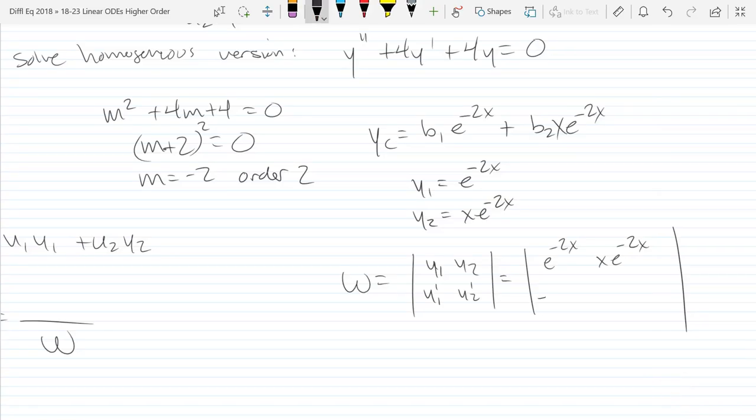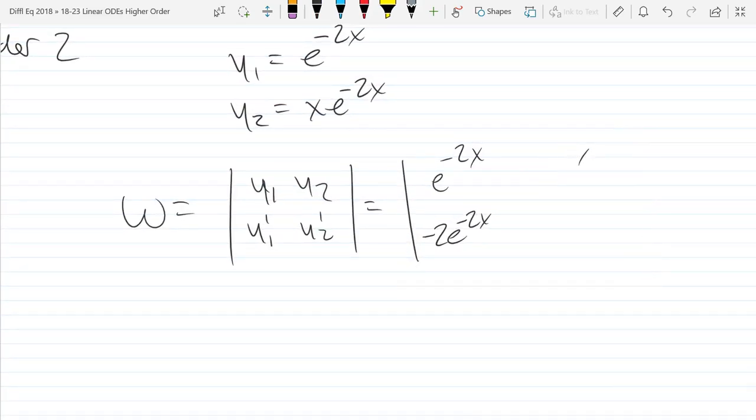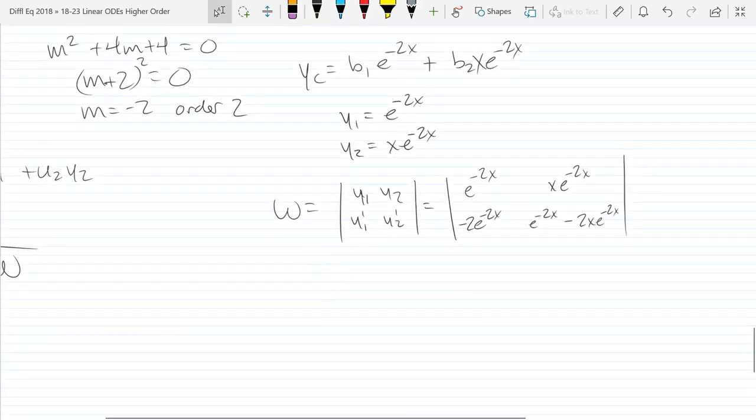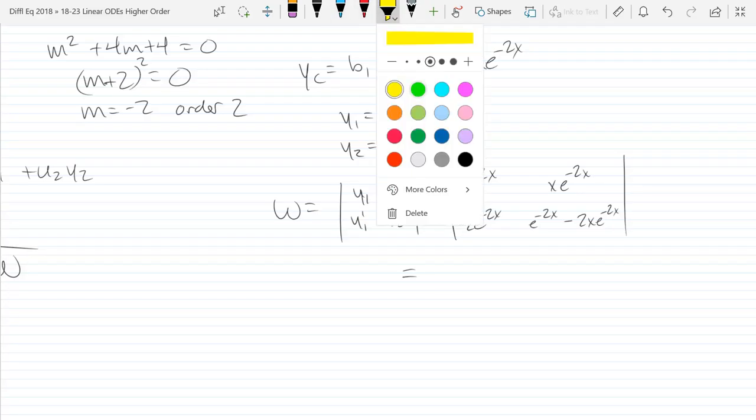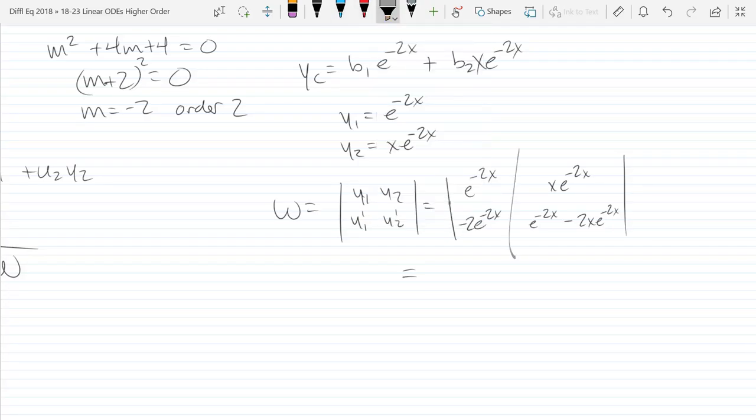I have to take derivatives now. Negative 2e to the negative 2x. This other derivative is going to need a product rule, so I need a little more space. That's the Wronskian right there. We'll go ahead and finish this determinant off. This matrix is a little more complicated, so what I'm going to do is come through and subdivide it, because what I don't want to do is have this first e to the negative 2x somehow get paired up with that term to the left. So you don't want that to happen.